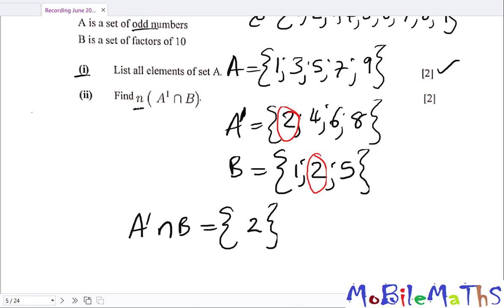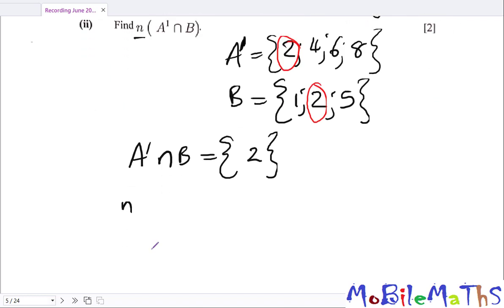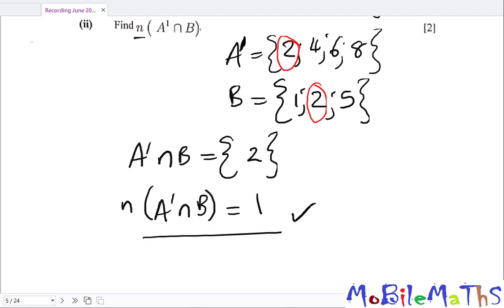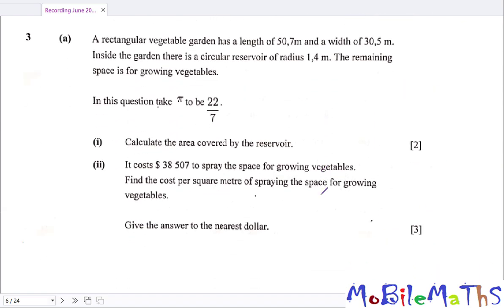Then when we have this n, we just want the number. So the number of A complement intersection B is going to be equal to 1. So that's our final answer. Then you get yourself 2 marks. Let's move on to the next question.